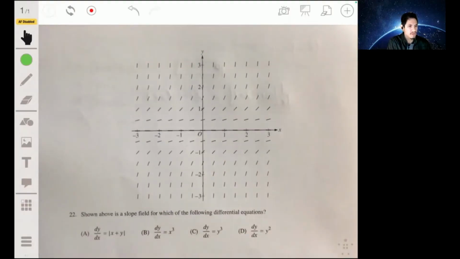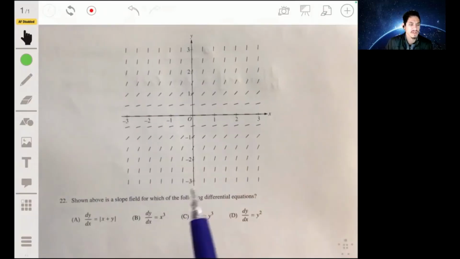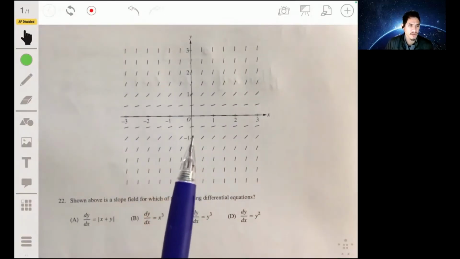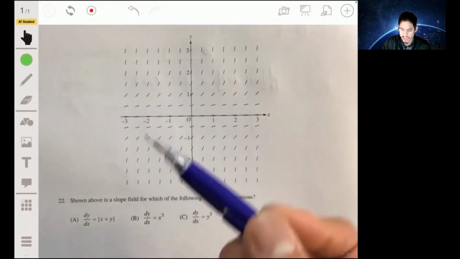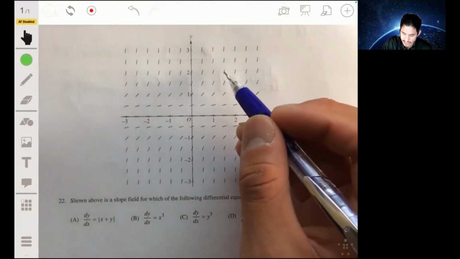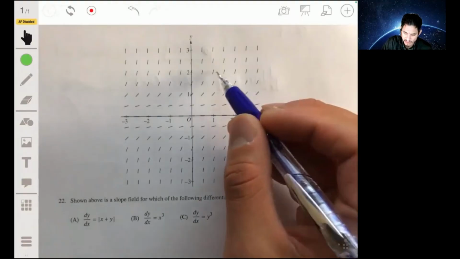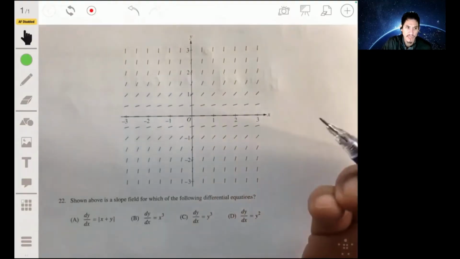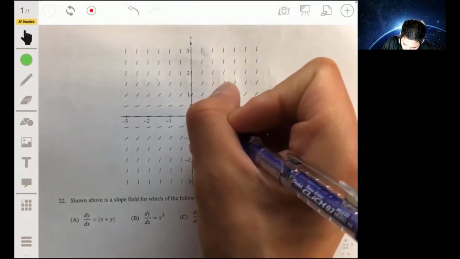All right, 22. You're given the slope field. You want to figure out which of these derivatives match the slope field. So the slope field is essentially what it sounds like. It's basically a graph of slopes. And the slopes are just the dy/dx's at specific values of x and y, at points. Like here we have the slope at 0, 1.